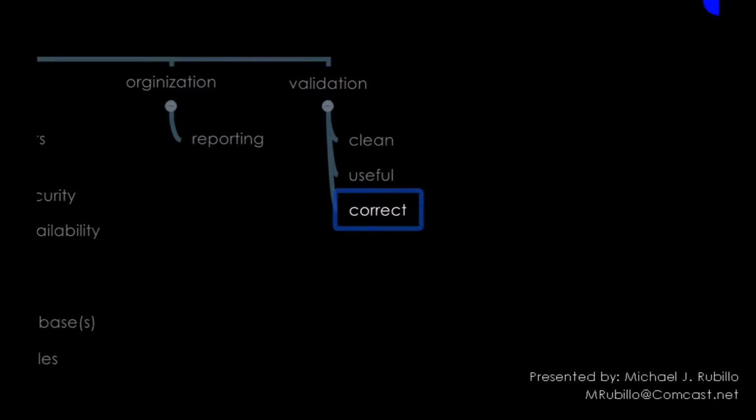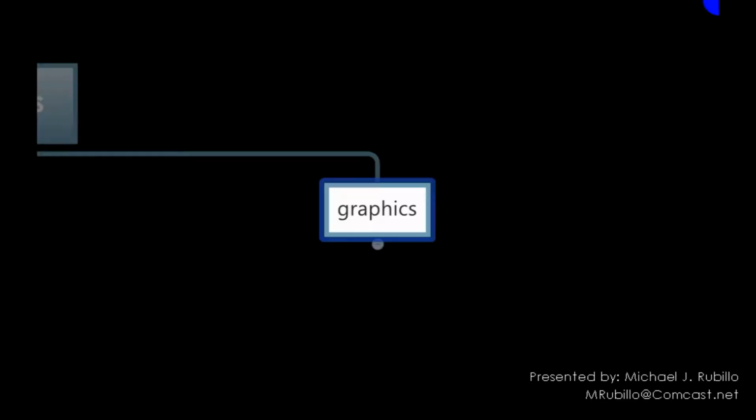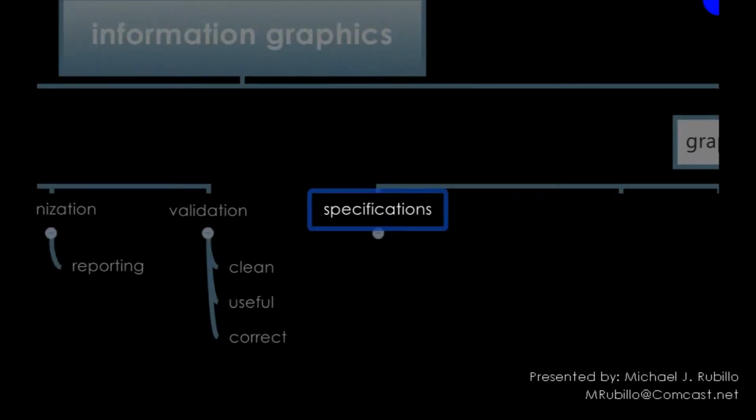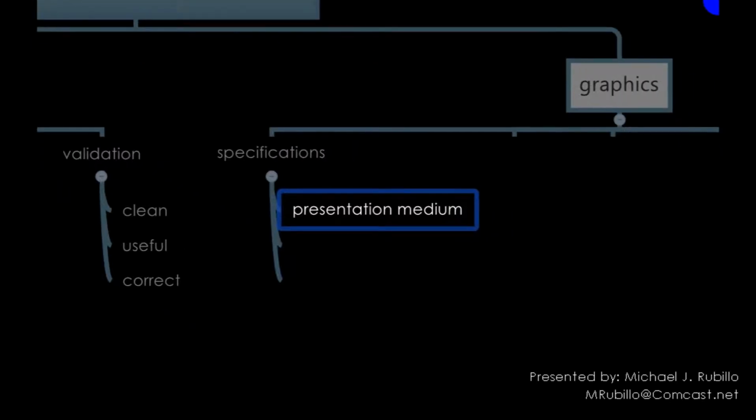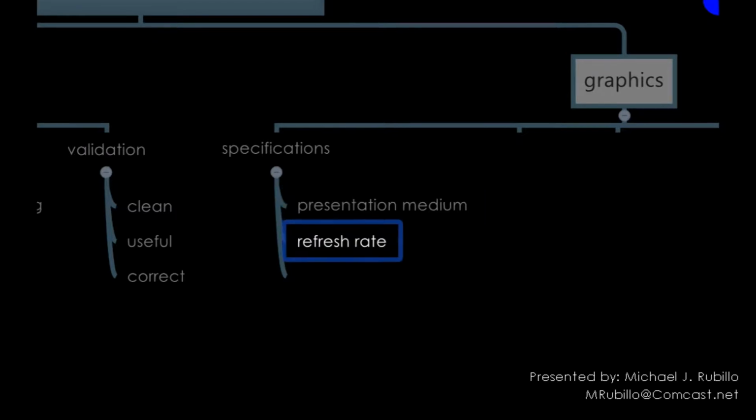proper information. Once we're done looking at the data and analyzing the data, we'll move to the graphics side of the information graphics. Here we have to do specifications again to make sure we are meeting what our client needs. We'll look at the presentation medium. So what are they going to be using? Is it going to be PowerPoint slides? Will it be movies? Will it be handouts?